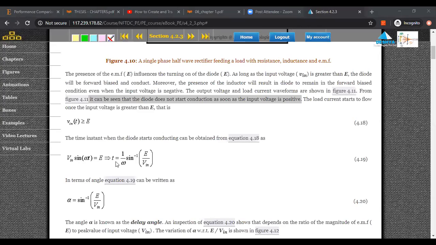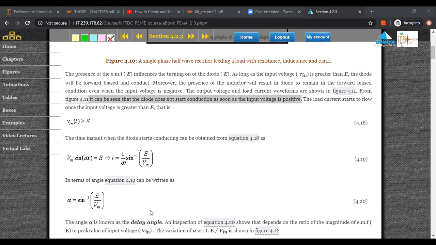I want to calculate the value of t, the time instant. By cross multiplication, I get the instant time. In terms of alpha, suppose this is sine alpha, this is the value, this is the angle. So that's what I'm getting here, alpha, which is known as the delay angle.